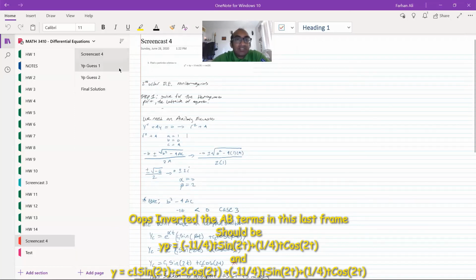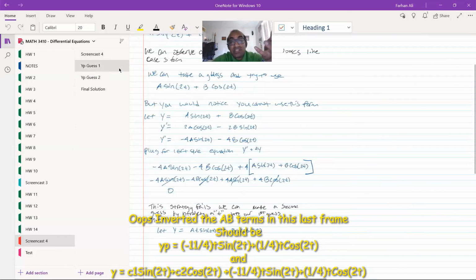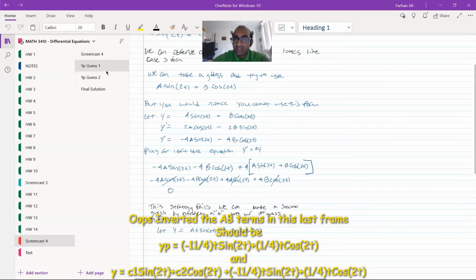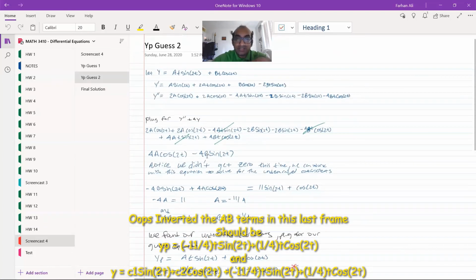So in this case, we ended up with two guesses. Usually a t introduced into the equation will resolve it if you're pretty confident in your first guess. Otherwise, it may get a little messy.